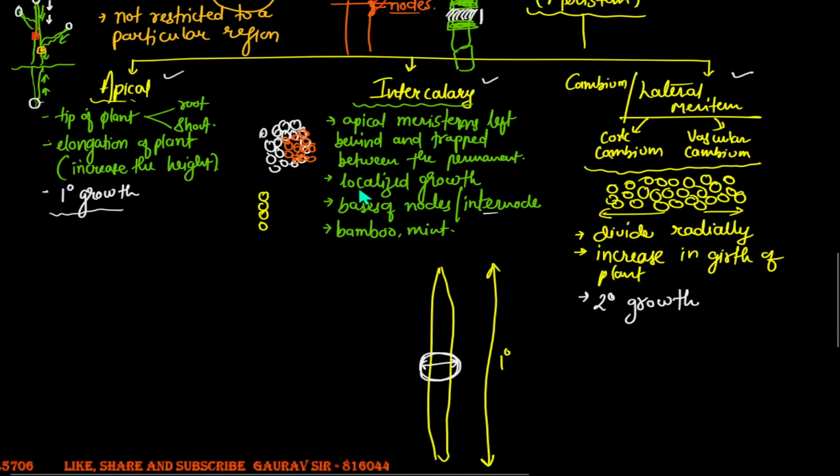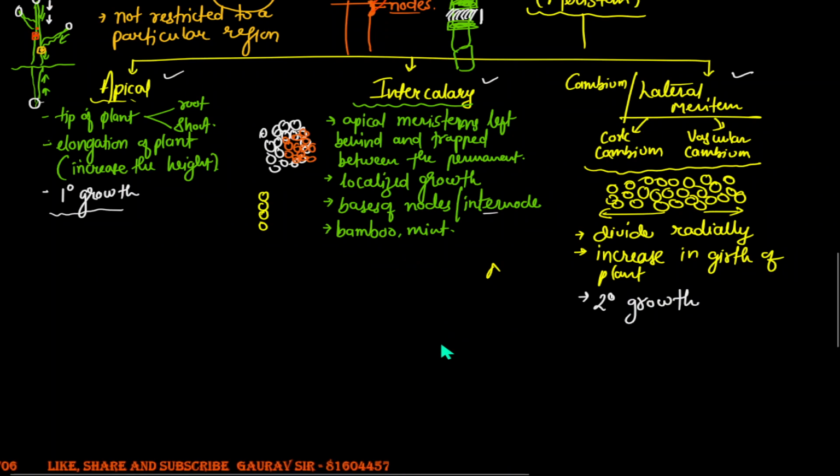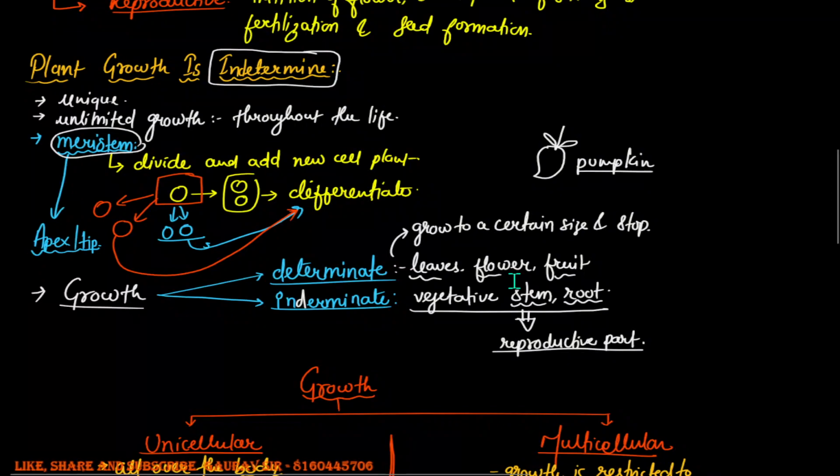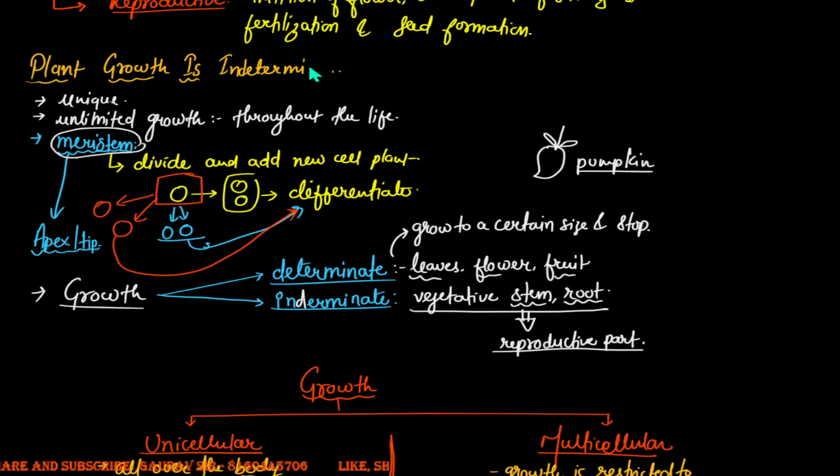In this class, we will be discussing that growth is measurable. What we discussed in the last class was that the growth in the plant is indeterminate. I'm sorry for this, let me correct this thing. It is indeterminate. We talked about the fact that the growth of the plant is unique.